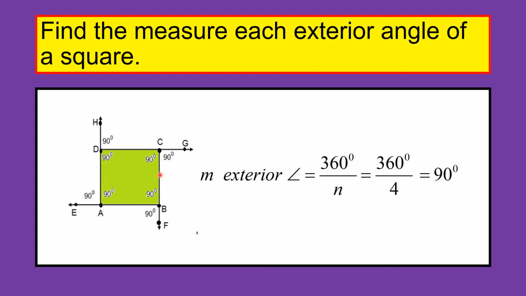What is n? N is the number of sides. We have 4 sides, so n equals 4. 360 degrees divided by 4, the answer is 90 degrees. So the measure of an exterior angle of the given square is 90 degrees.